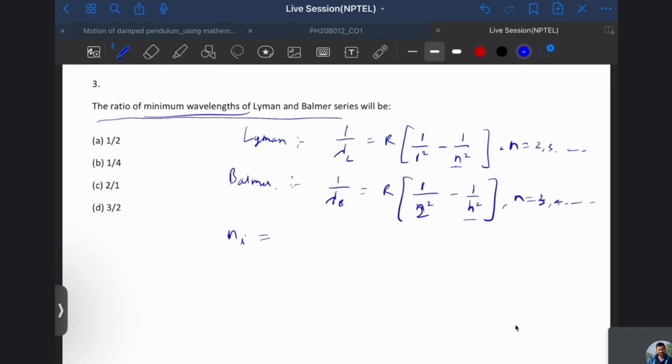In the first case, minimum energy, sir, n is equal to 2, and for Balmer n is equal to 3. Okay, so you are saying for Lyman also n equal to 2, and for Balmer n equal to 3. Yes, sir. Okay, anyone else? Does anyone agree with that? Is it correct? Everyone agree with that?